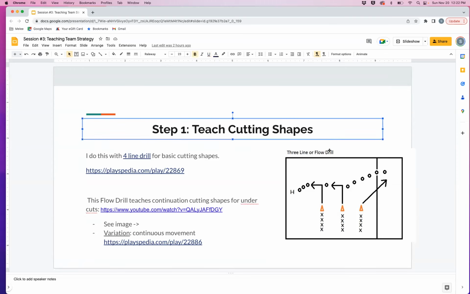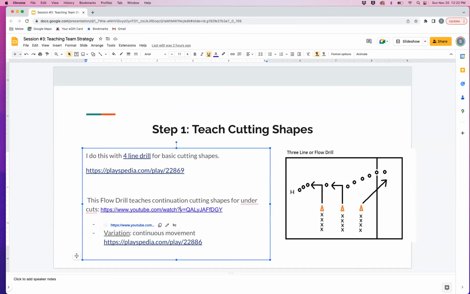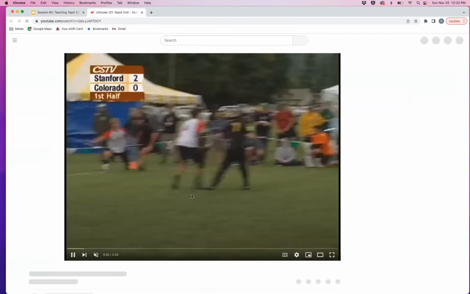Oh, okay. So this flow drill, you'd have 3 cones out, and you would go out and in, you'd catch the frisbee, the next person would continue, and then the deeper person would continue, and this just kind of practices your flow. You can use this also if you play a horizontal stack. I say a ho stack. It's really good to just practice these shapes of the out and then the in. These triangle shapes. You can also add a deep cut at the end. This YouTube video shows the drill in motion.